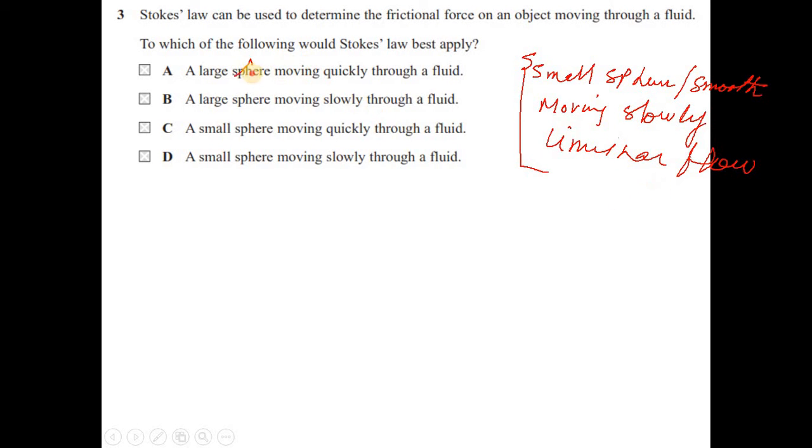So the large sphere is gone, a small sphere is fine, but moving quickly, due to quickly we cannot apply. A small sphere moving slowly, so your option is D.